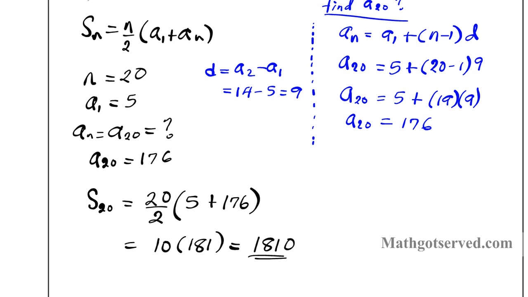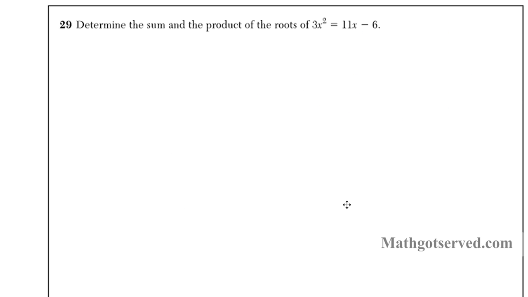All right, let's take a look at question 29. It says determine the sum and product of the roots of this equation. To do that, let's first find what the roots are, okay? 3x squared equals 11x minus 6. To find the roots, we have to first put this in standard form.